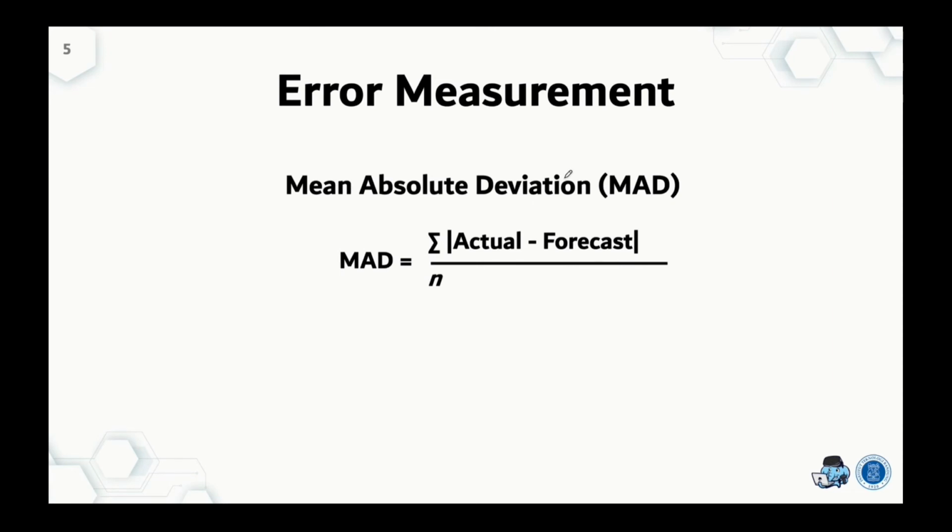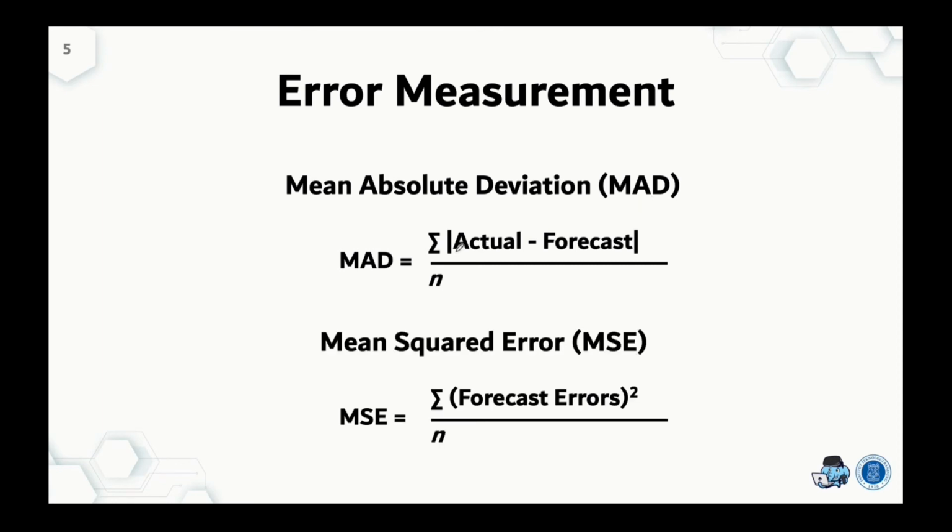In forecasting, we need to judge which forecast method is best to use. Here we use error measurement. The first error measurement that we can use is called the mean absolute deviation. The formula of this mean absolute deviation is the sum of actual minus forecast, divided by n.